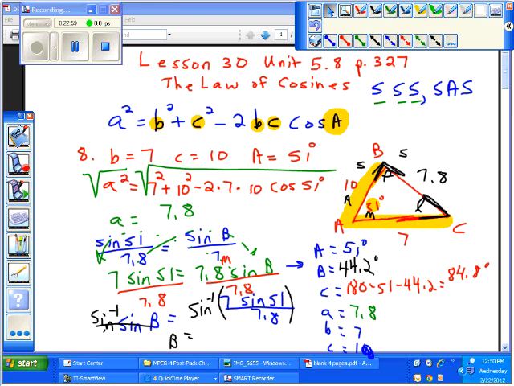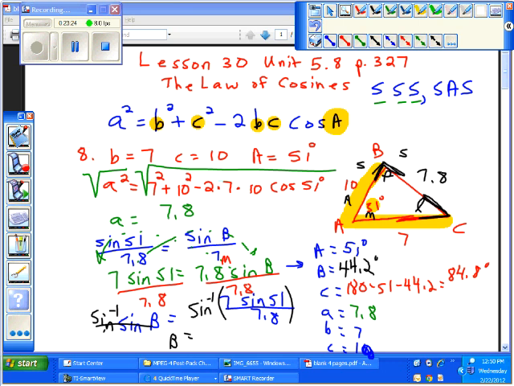We avoided the ambiguous case by finding the smaller of the two angles left, knowing that it only had one option. That is correct. So if you choose to find the smaller angle, then you can avoid the ambiguous case possibility. That is correct. Any questions on number 8?